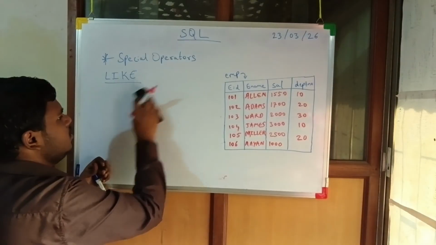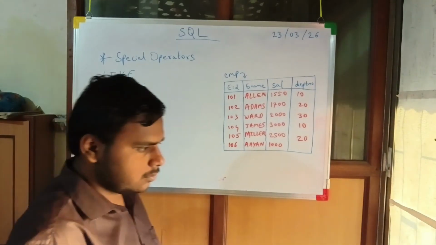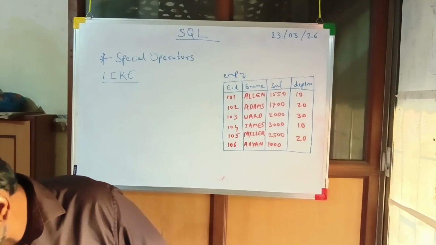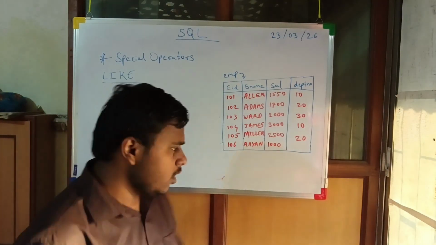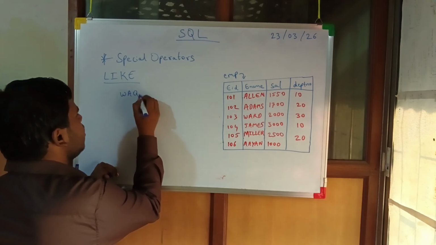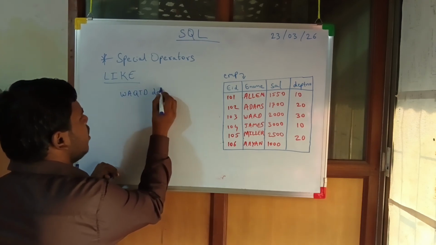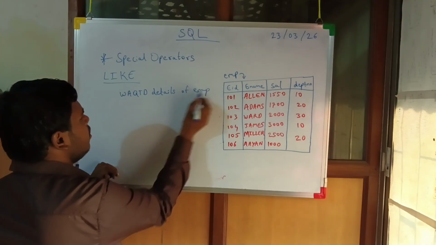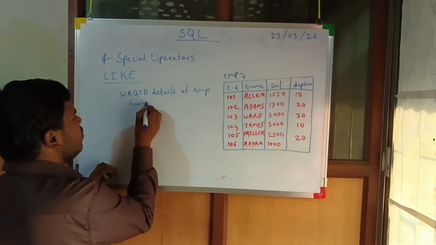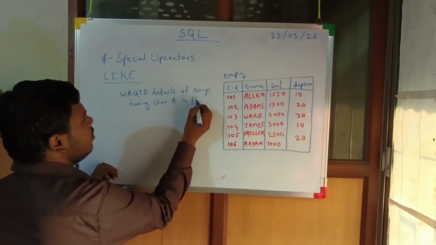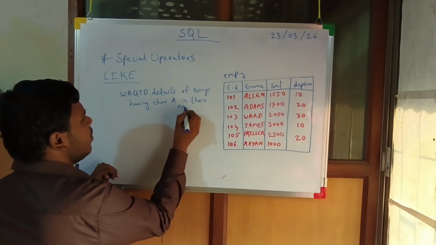Now see, if I give you a question: write a query to display details of employees having the character A in their name.